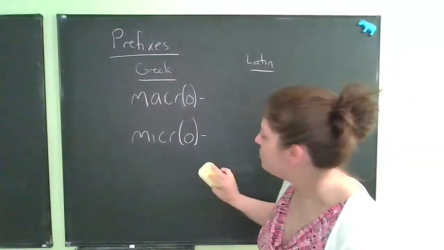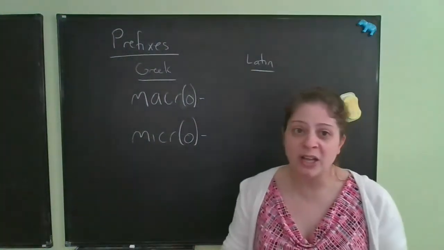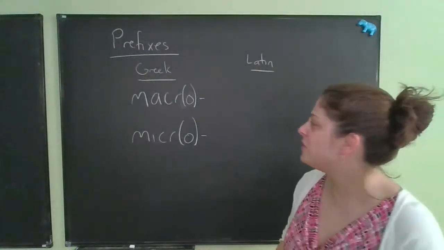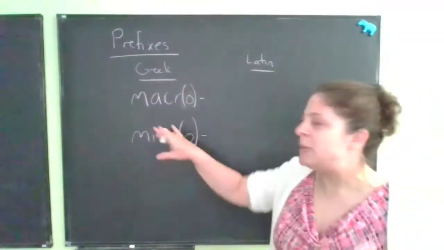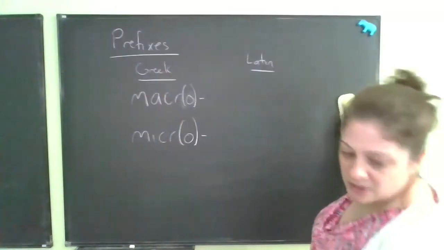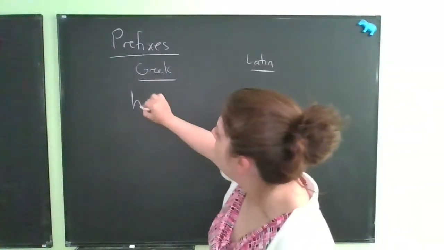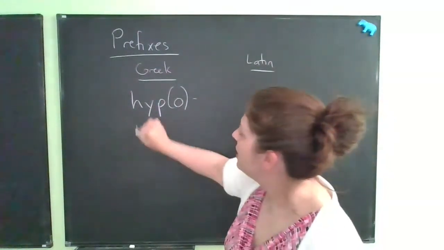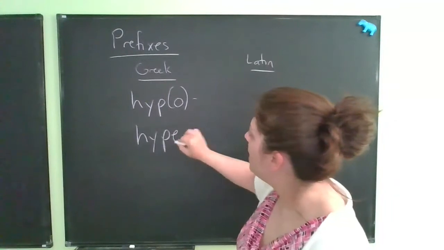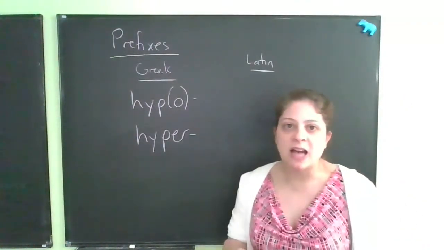You can choose to think of these O's as part of the prefix and memorize them that way if you would like. Just know that they're really there to make the pronunciation work. So yeah, we have macro and micro, big and little. We have hypo, and it's the same deal with hypo here, so the O is kind of not necessary. And hyper. Hypo means something like under, less, beneath.